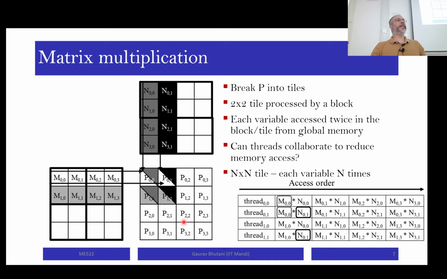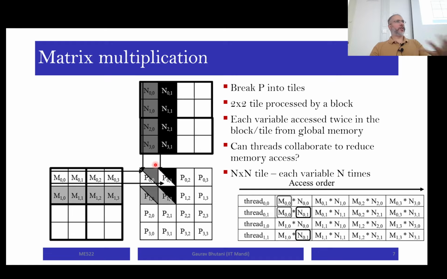So the example is still matrix multiplication. In this case, we are multiplying M and N to give you P, and this is the same as what we had discussed last time in terms of the matrix multiplication example. So to calculate the P00 element, you take the 0th row of M and the 0th column of N, and you multiply them with each other, right.